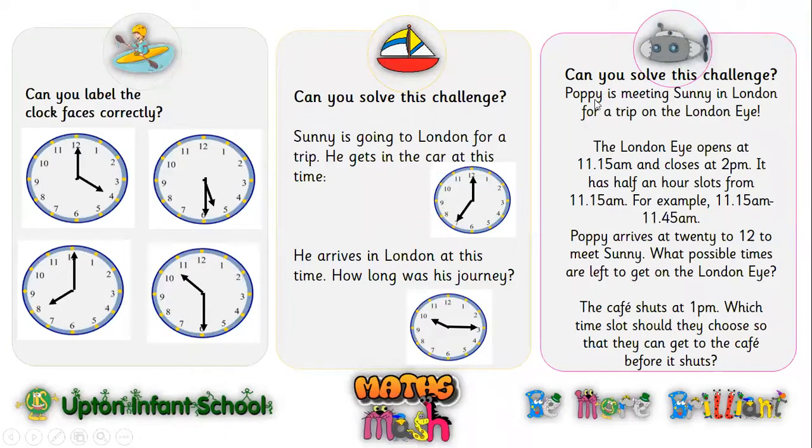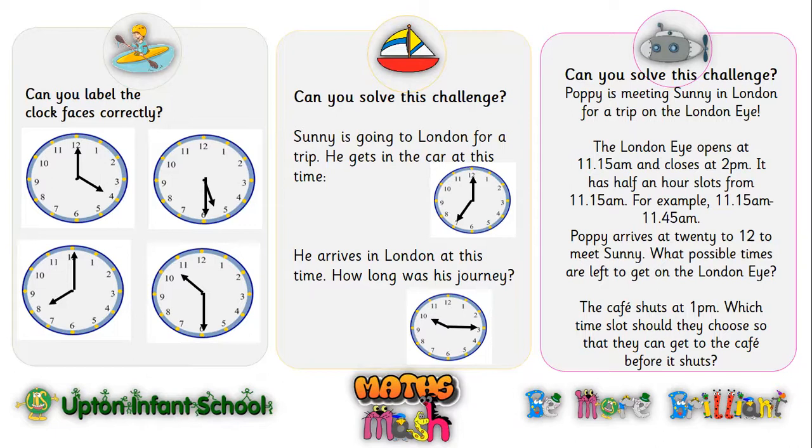So I wanted to show you our challenges for the week. So if you're going to do the rowing boat challenge, you're going to be labelling those clock faces correctly. And you've got 4 to do for that one. If you're doing the sailing boat challenge, you're going to be thinking about our friend Sunny, and he's going to London for a trip. Now, he gets in the car at that time on the screen. So have a good look and think, oh, I know what that time is. And then he arrives in London at this time. So you need to work out for me, how long was Sunny's car journey?